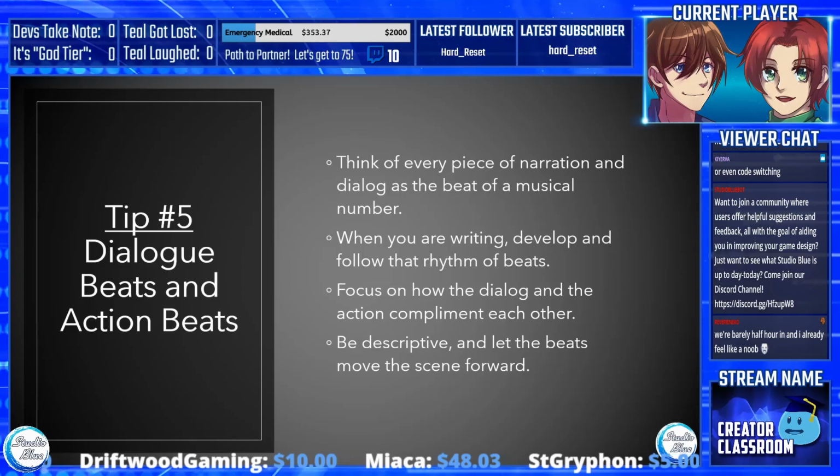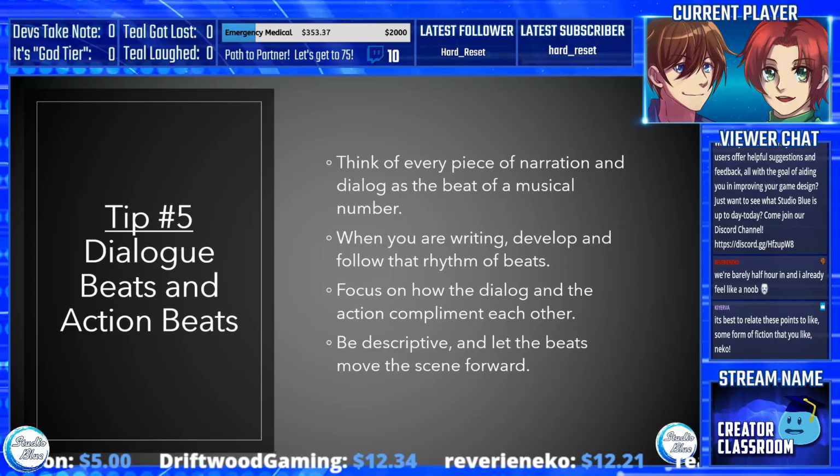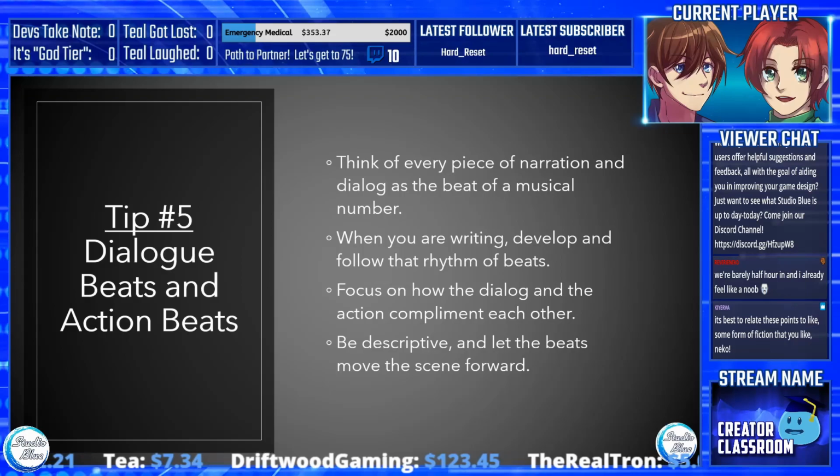Good at a piano? Years. How long does it take to get good at archery or martial arts? Years. Just keep going one after another. It's best to relate these points to some form of fiction that you like. Oh, that's very true, Kia. Kia hit the high point right there. Relate it to the types of fiction you like. Relate it to something you are familiar with. Familiarity teaches better than any lecture. That is an absolute truth.